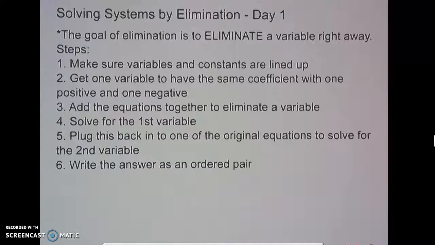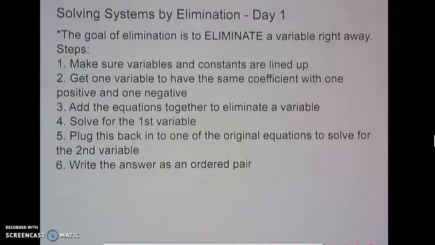Today we're going to be talking about our last method for solving systems of equations, and that's solving systems by elimination. So far we've looked at graphing and substitution. Those are two methods. The third method is elimination, and the goal of elimination is to eliminate a variable right away. Our steps are to make sure that the variables and constants are lined up. We're going to get one variable to have the same coefficient with one positive and one negative.